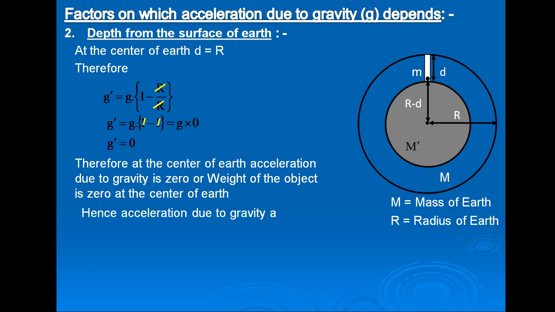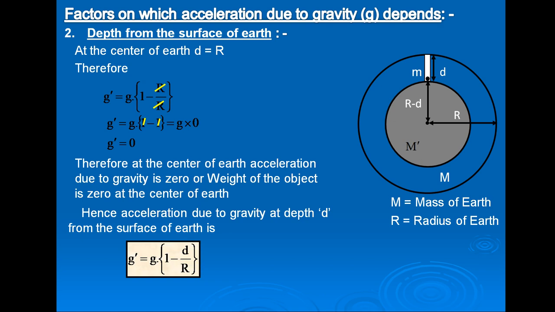Hence, acceleration due to gravity at depth d from the surface of earth is g dash is equal to g into (1 minus d upon R). So, this is the formula to find the acceleration due to gravity at a depth d from the surface of earth. That is, g dash is equal to g into (1 minus d upon R).